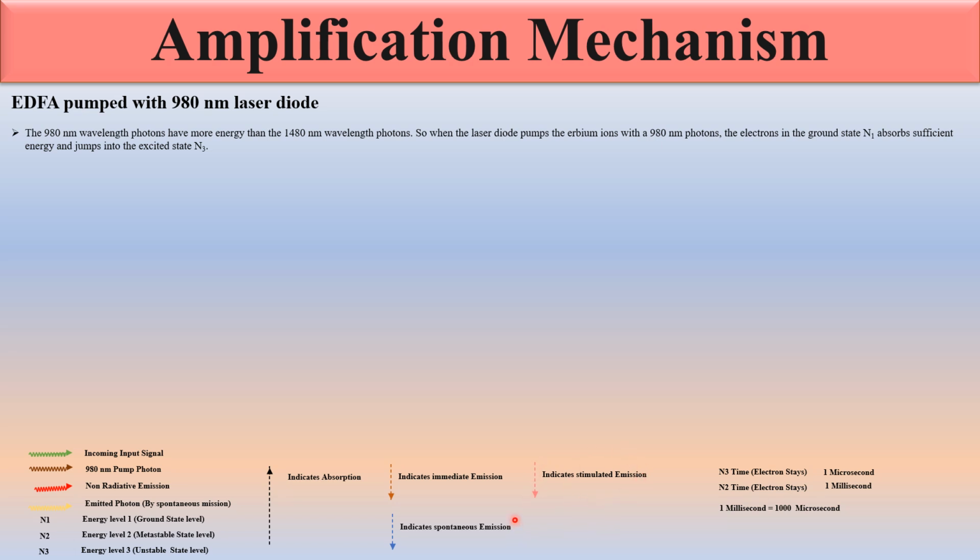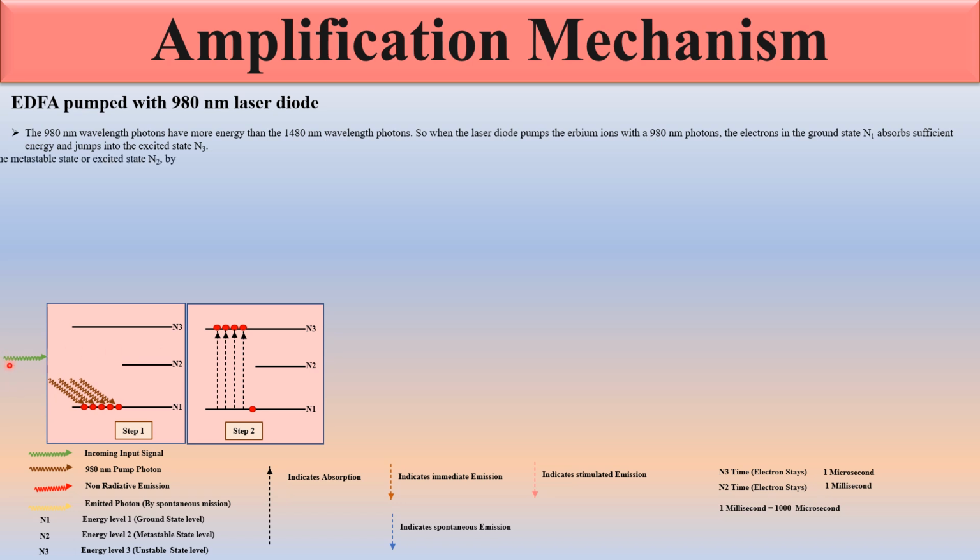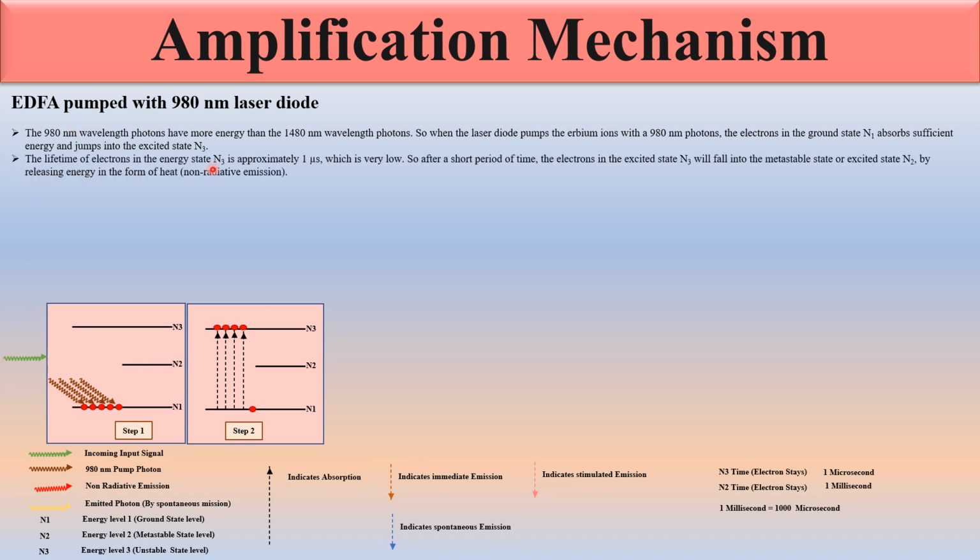I have made a separate video about spontaneous and stimulated emission. You can go through that to understand spontaneous and stimulated emission. Here you can see N3 and N2 are the energy levels. The electron's stay time in N3 is 1 microsecond and in N2 is 1 millisecond. You can see 1 millisecond is equal to 1000 microseconds. So N3 has a very short duration for which the electron stays in this energy level. The lifetime of electrons in the energy state N3 is approximately 1 microsecond, which is very low.